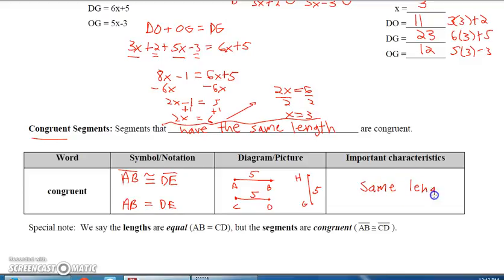And that's kind of written for you here. We say the lengths are equal, AB equals DE, but we say the segments are congruent. So don't say the segments are equal. Segments are congruent. And don't say the lengths are congruent. Say the lengths are equal.